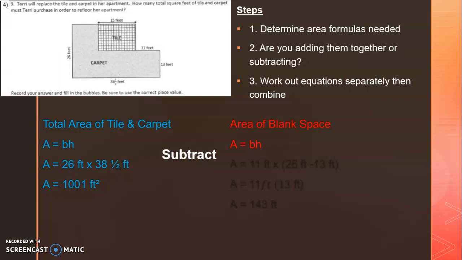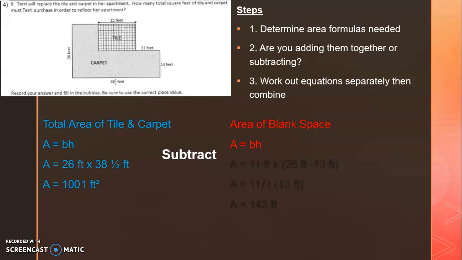And then now I have to find the area of that blank space. So to find that area, I have to notice that the base of that blank space is 11. Okay, so I have an 11-foot distance for a base. Now for the height, it doesn't tell me, but if I look at the left side of the diagram, it's 26.